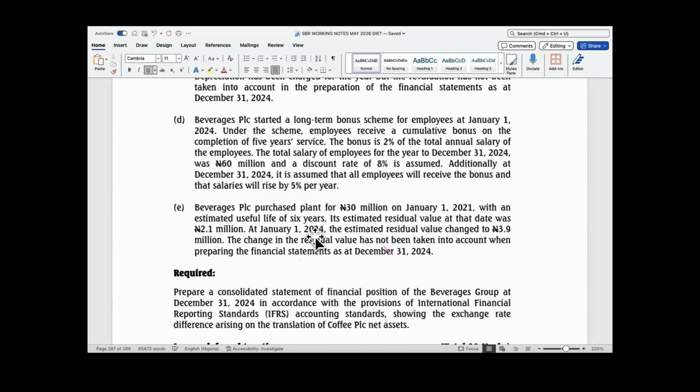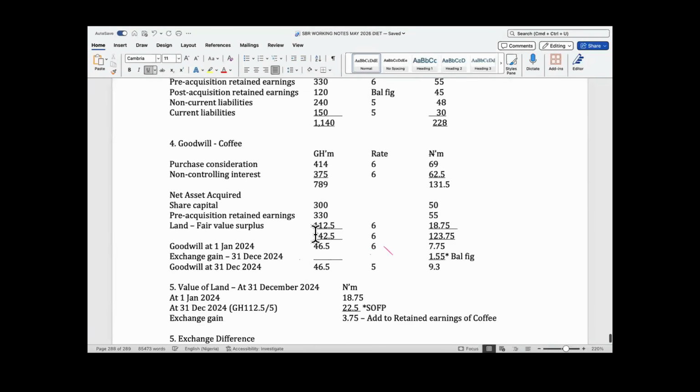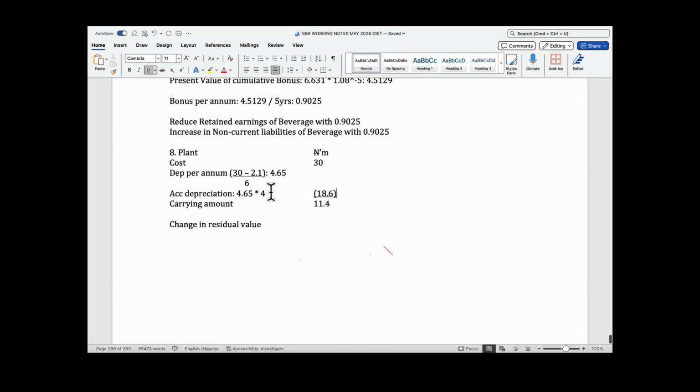So that's 2021, 2022, 2023. I'm not going to count 2024, since that is the only thing they have not accounted for. Please help me multiply this by 3, not by 4. They changed the residual value at the beginning of 2024. So let me do my accumulated depreciation: 13.95. So how much is the carrying amount? 16.05.